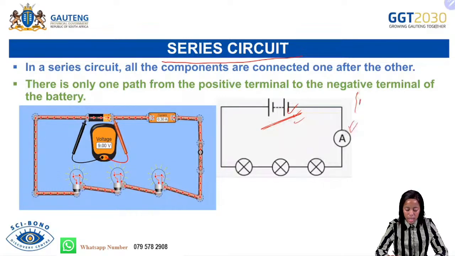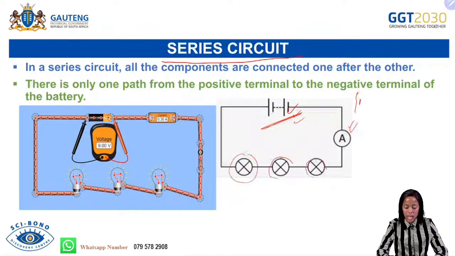And then these ones here are going to represent the light bulb. Or in other words, we can also call it a resistor. And then remember, we have what we call conventional current.